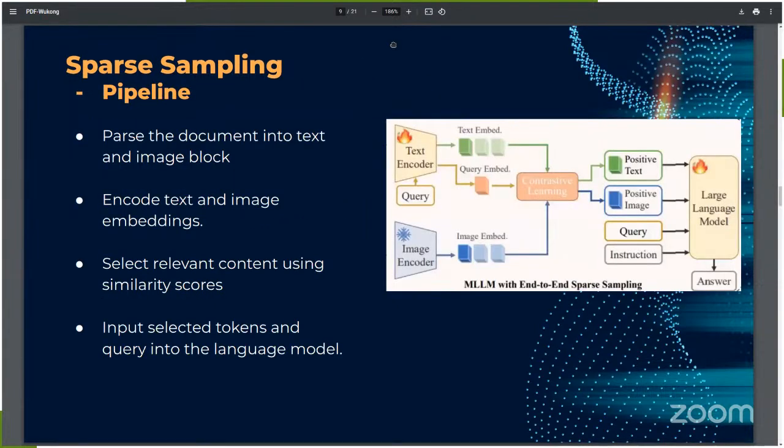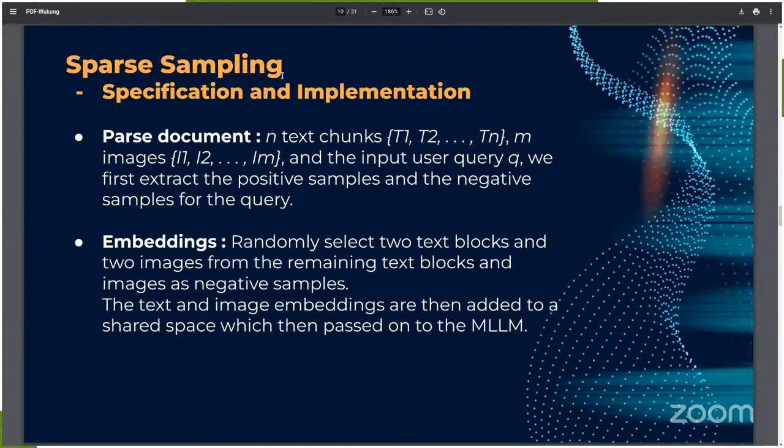Now, the pipeline consists of parsing the documents into text and images, then encoding them to embeddings, then selecting the relevant content using similarity searches, and then finally querying that to the MLLM to get the results that we want. So let's say we have a document. It is converted to n text chunks and m image chunks, with the user input query Q. We first extract the positive and negative samples of the query using similarity matrices, using the pre-trained PaperPDF model. Then we randomly select two text blocks and image blocks, and embeddings are generated, which are then passed to the multimodal LLM.